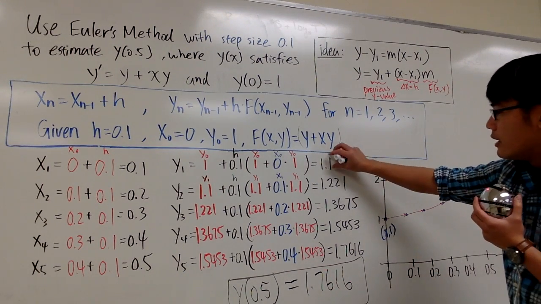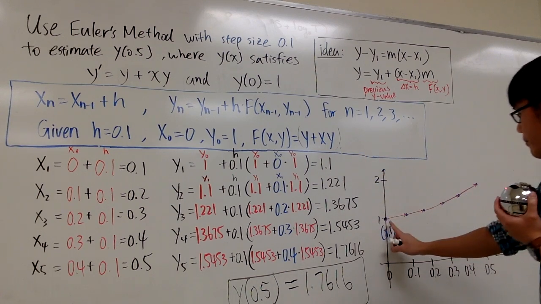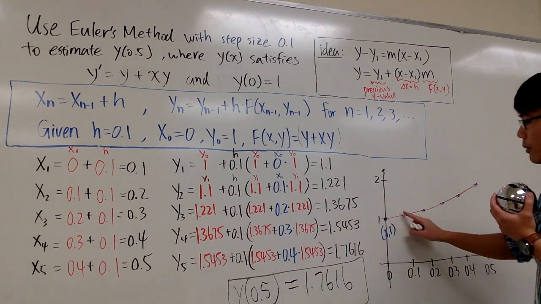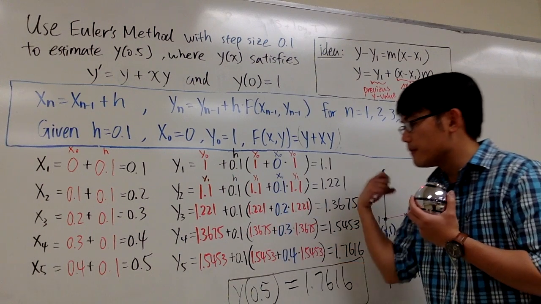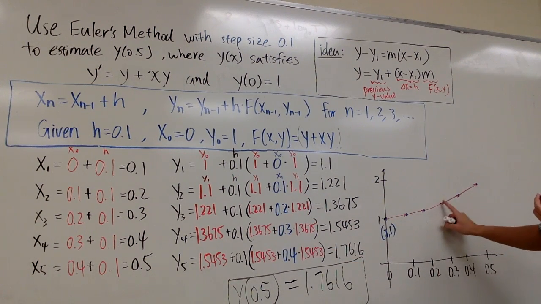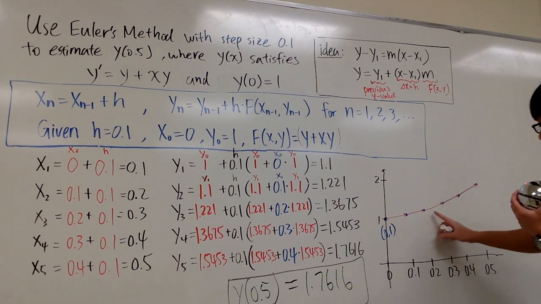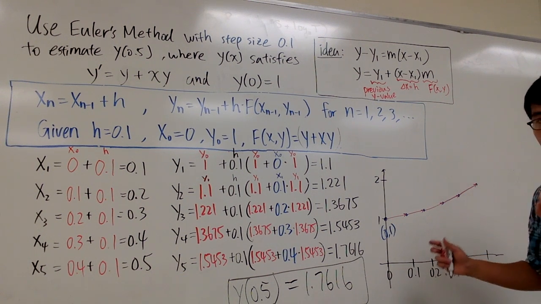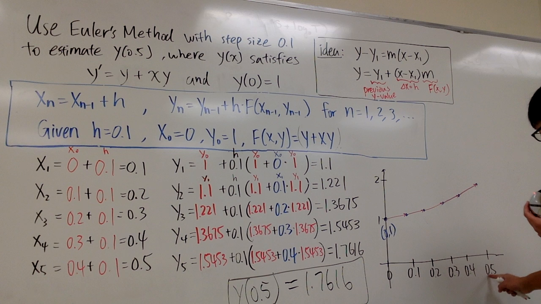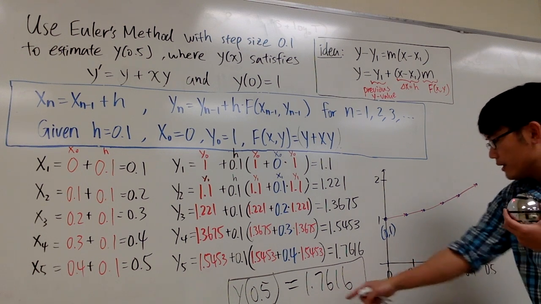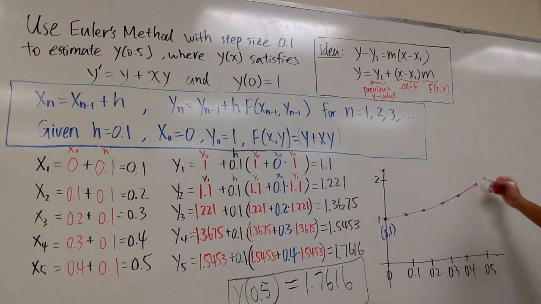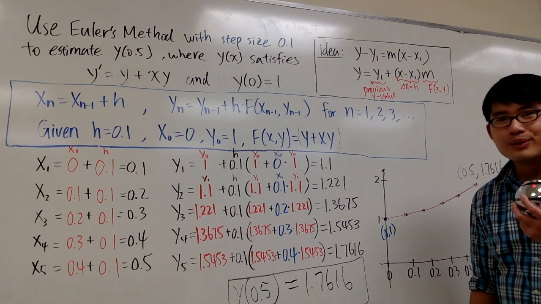And as you can see, the idea is that every time we move to the right, we go up by a little bit based on the slope. And then you just go up, go up, go up. At the end, even though we don't have a curve, this path is a pretty good approximation. At the end, when x is equal to 0.5, the final point that we have right here is 0.5, comma 1.7616. Okay, so this is how you do Euler's method.